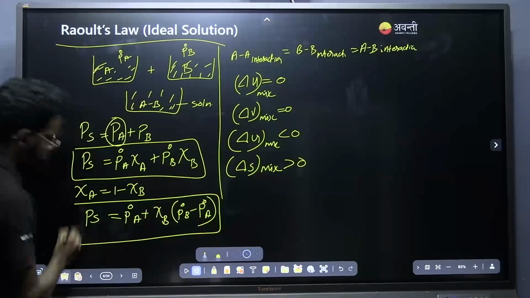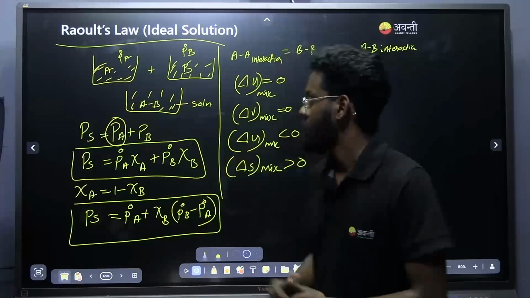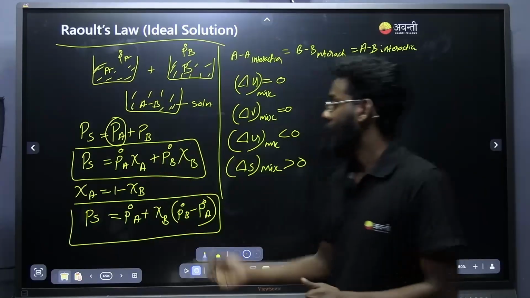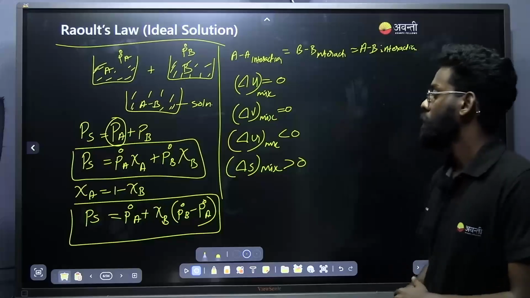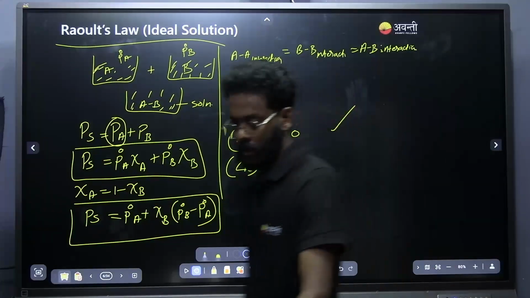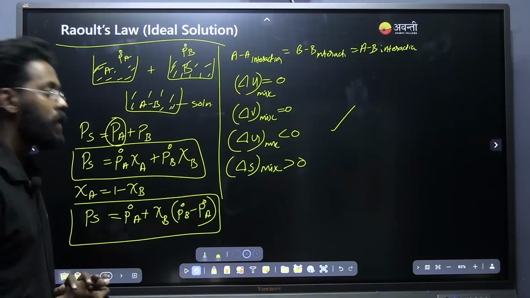I want everyone to take note of it for the total pressure of a solution. The two important equations are PS is equal to PA plus PB, and the other equation, PS is equal to P naught A plus chi A into P naught B minus P naught A. Yes, so the complete idea about Raoult's law is here. All of you take note of it. Now we can move on to non-ideal solutions.